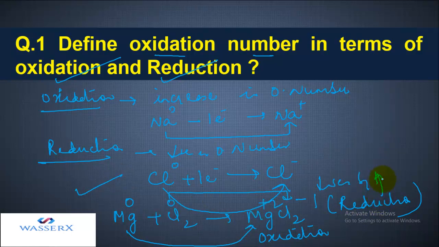Similarly, we can make out the oxidizing and the reducing agent. The one which undergoes reduction is the oxidizing agent, and the one which undergoes oxidation is termed the reducing agent. So likewise, you can define it and you can give a few examples in order to explain it in a better way.